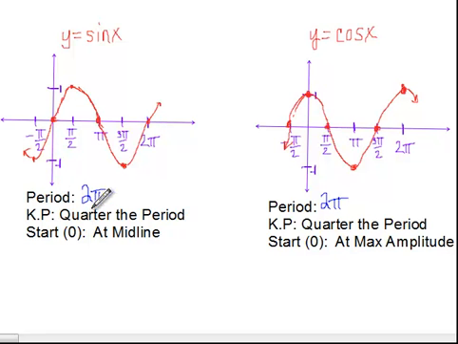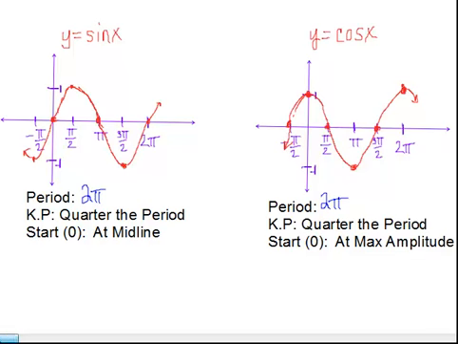Then regardless of what your period is, to find your key points, you just take your period and quarter it. For the parent function, we would take 2 pi and divide it by 4. When you simplify that, your key points would be going by pi over 2. For sine, the key thing to remember is that at 0, it starts at the midline. The difference with cosine is that at 0, you start at the maximum amplitude, which is 1 for the parent function.